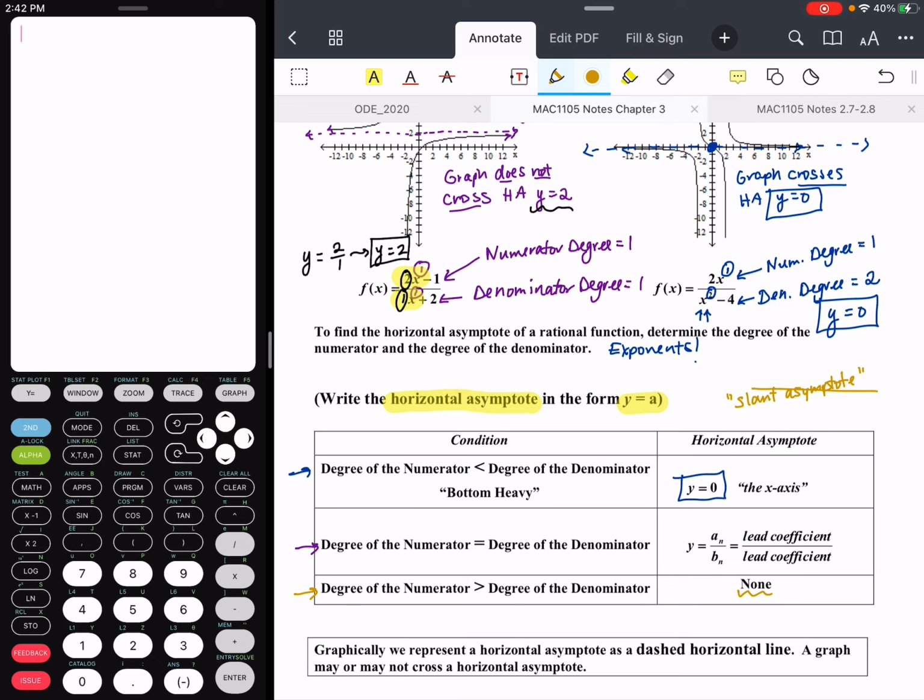Okay, and quickly, one more thing I want to mention about finding the degree. If we had y equals 2 over x to the 4th plus 5 or something like that, the denominator degree would be 4 from that highest power exponent. And the numerator, since there is no variable, the degree would be 0. So you can have a 0 degree if there's just a constant. And by the way, even if we had x to the 4th plus 5x in the denominator, we'd still have a degree 4 denominator. It's just the highest power that appears.